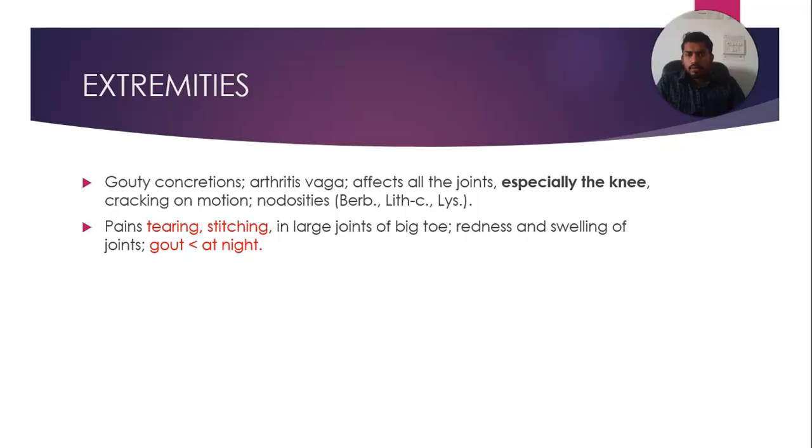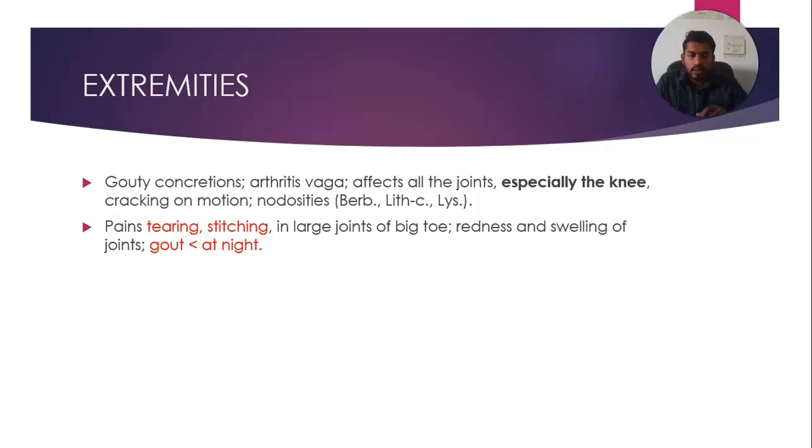In extremities, you have gouty concretions, arthritis vaga, affects all the joints, especially the knee. So it is kind of a characteristic symptom, because gout usually affects small joints, whereas the knee joint is a pretty large joint. Okay, and pain, tearing, stitching in large joints and big toe. Here that is a classical sign of gout that is known as podagra.